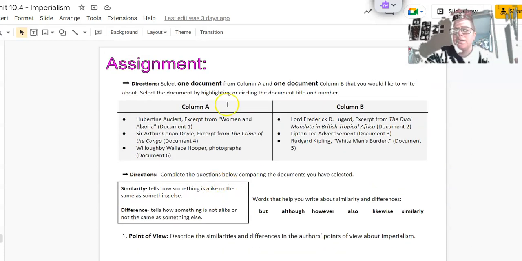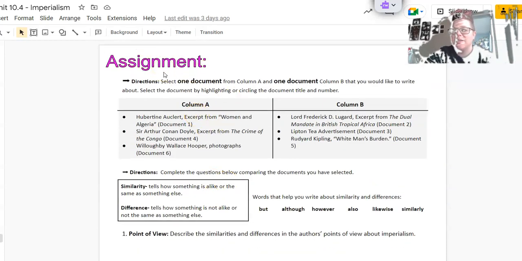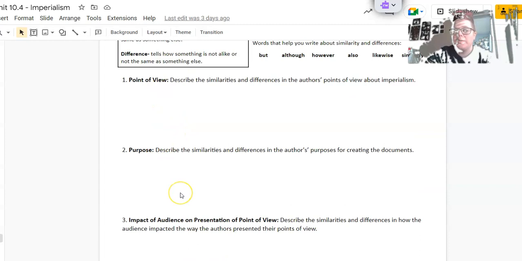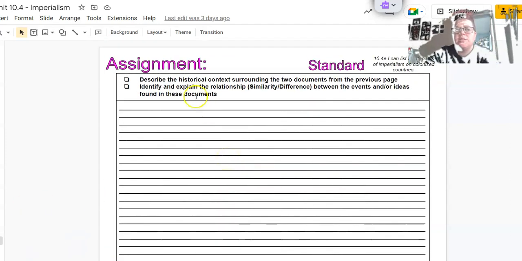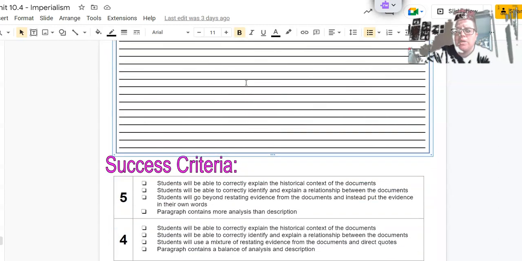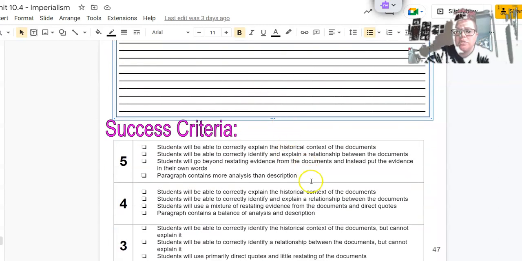Okay, so this page right here, look at the title, assignment, it's graded. I'm checking this page right here. We've got standards for point of view, purpose, and impact on audience. That's 3 standards right there that are our CRQ standards that you're going to need to make sure that you do. Now your assignment is to describe the historical context surrounding the 2 different documents from the previous page. Identify and explain the relationship. I'm telling you it's similarity and difference. Depending on which ones you choose, you might see difference, you might see similarity, so don't worry about that. Pick the one that makes the most sense, and make sure that you explain it. If you look at your success criteria, it's very similar to the success criteria that we've been using. Focus on that 5, focus on that 4.